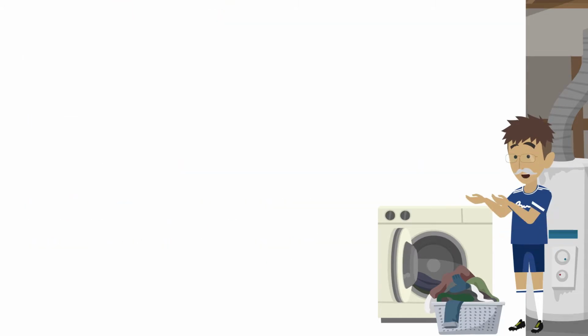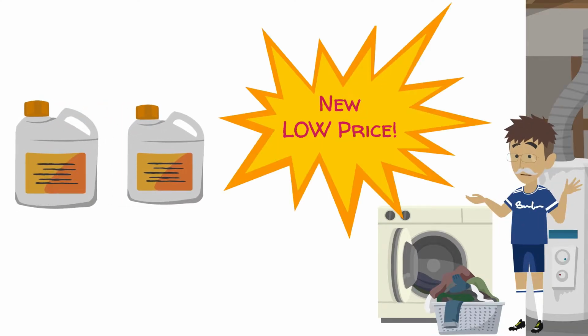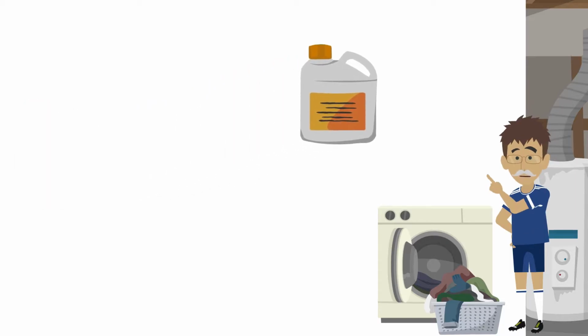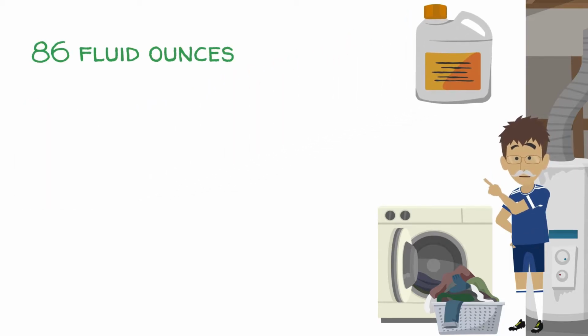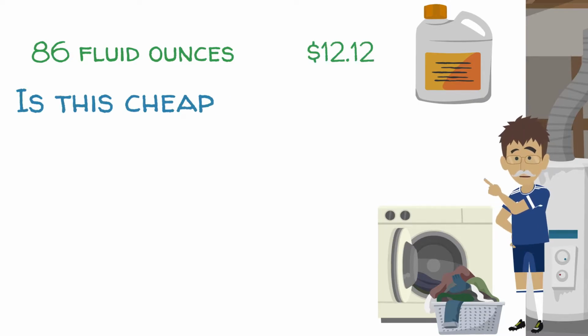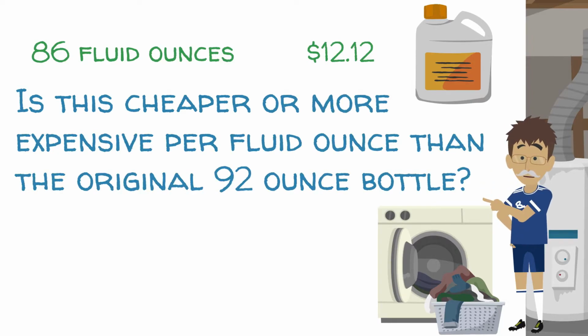Something called shrinkflation happens to a lot of grocery products. Shrinkflation is when packaging sizes shrink as companies offset costs without dramatically changing the product's price. My laundry detergent has suffered from shrinkflation. The new packaging is 86 fluid ounces with a new price of $12.12. Is this cheaper or more expensive than the original 92 fluid ounce bottle per fluid ounce?